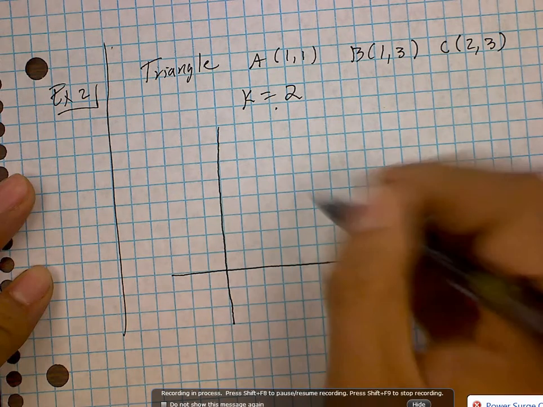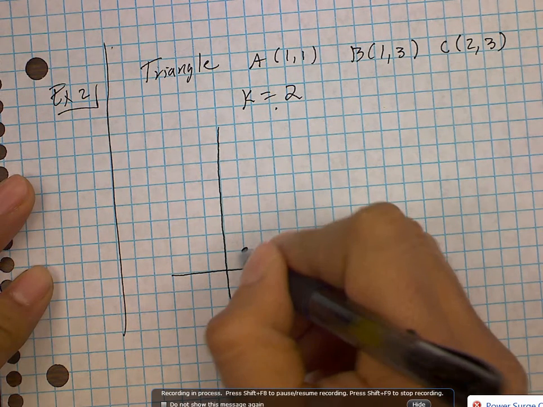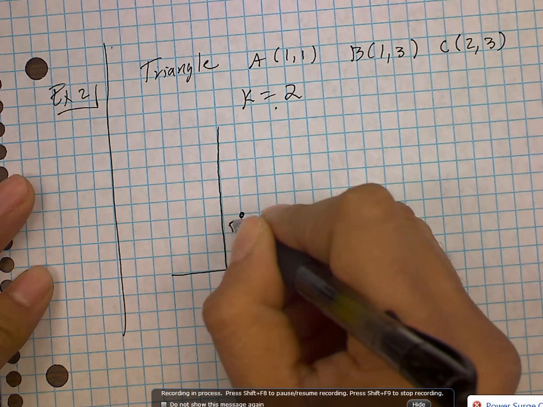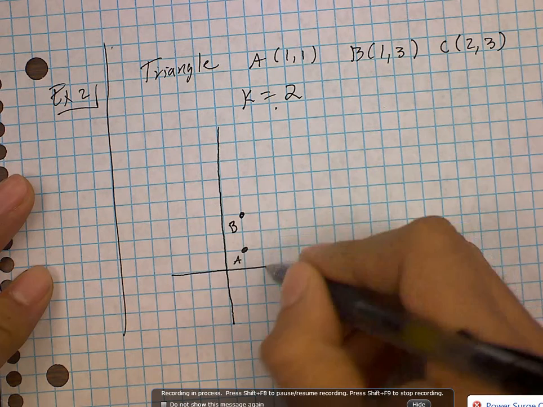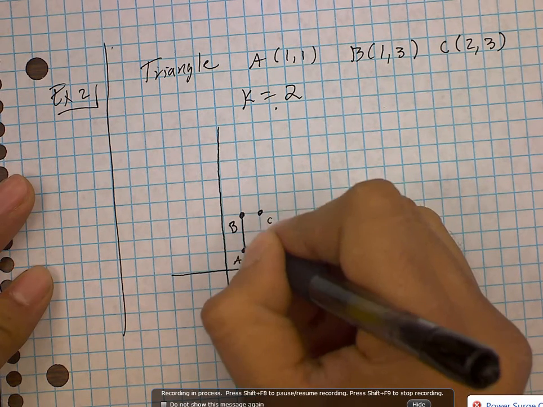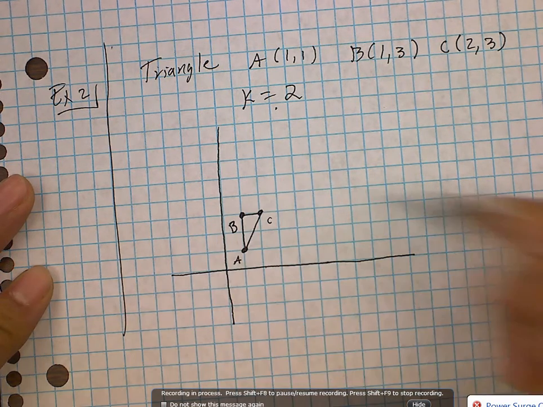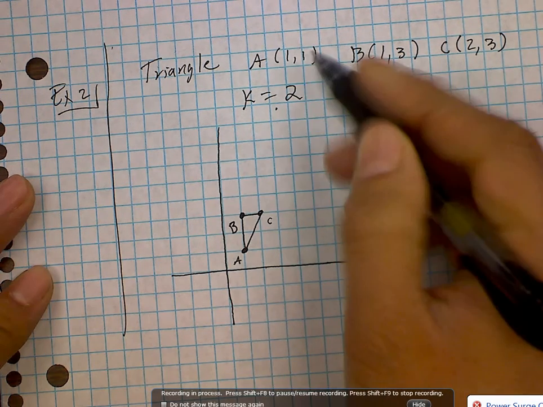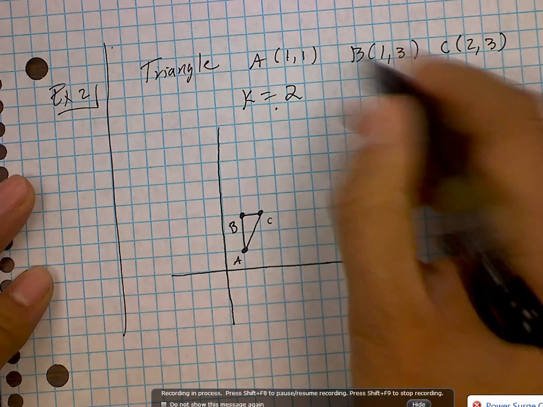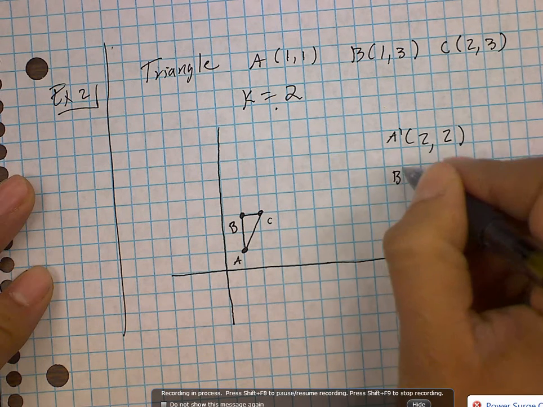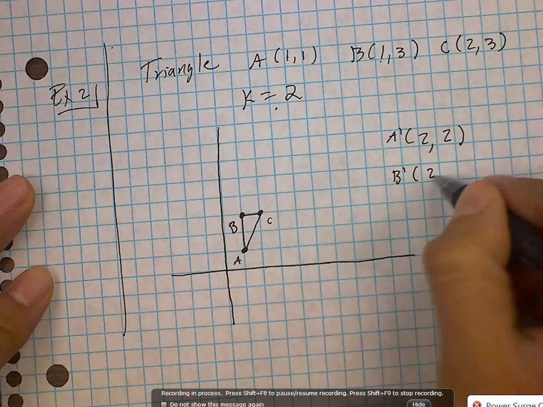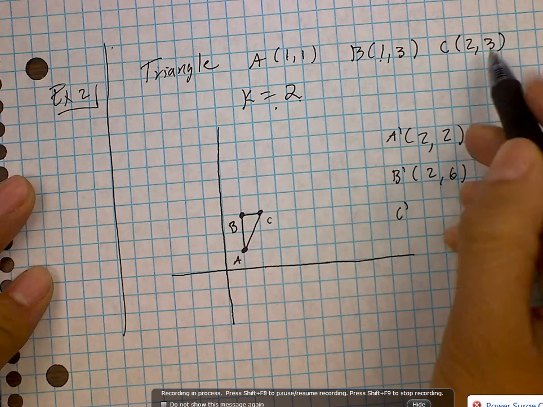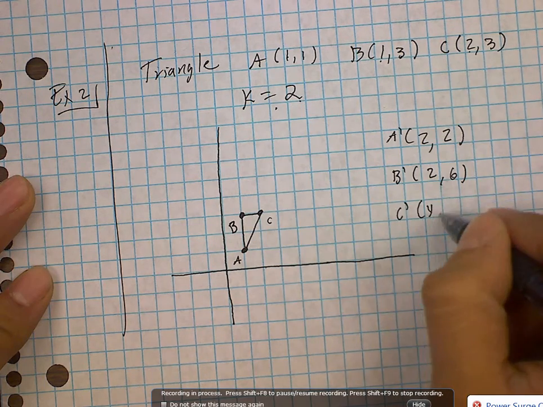So I'm going to plot those points. (1, 1), that's A. Then (1, 3), 1, 2, 3, that's B. And then C is going to be at (2, 3). So there's C. We have a small right triangle. Now, if I apply my scale factor, A prime is going to be 1 times 2 is 2, 1 times 2 is 2 again. B prime is going to be 1 times 2 is 2, 3 times 2, you get 6. C prime is 2 times 2, it's 4, and 3 times 2 is 6.